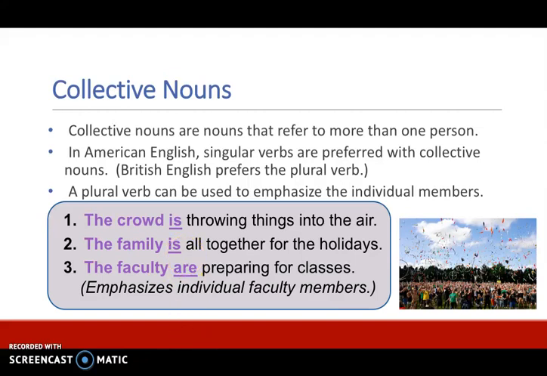Number 3, the faculty are preparing for classes. Now, in this case, there is a plural verb that's being used with the subject faculty, which is a collective noun. And the reason this is done is to emphasize the individual faculty members. So this is also correct. It's not as common as using the singular verb, but it's used for a purpose, which is to emphasize the individuals in that group.